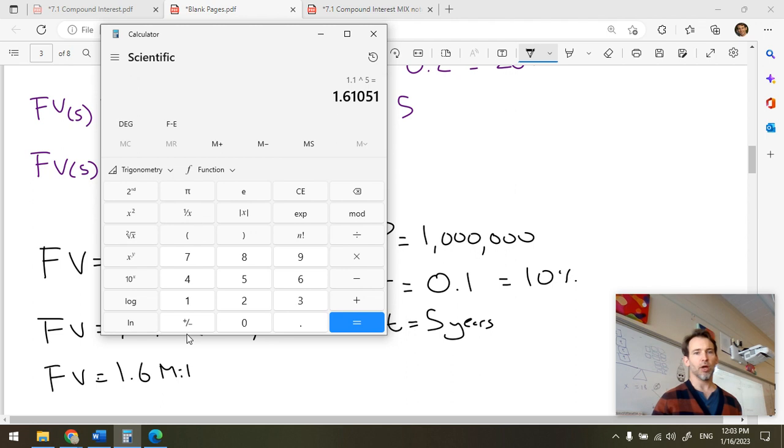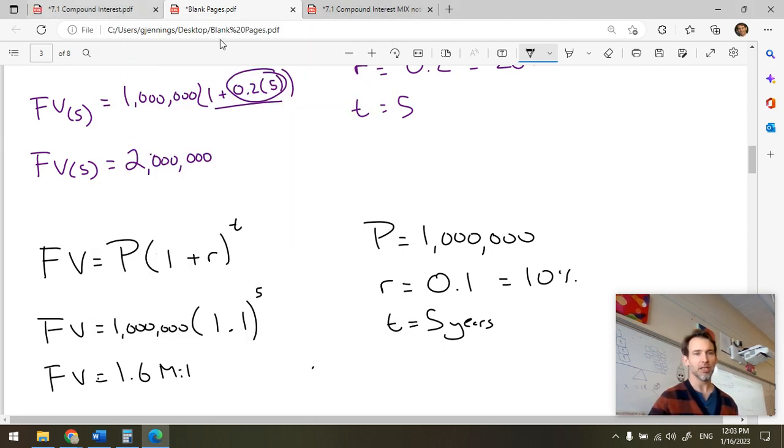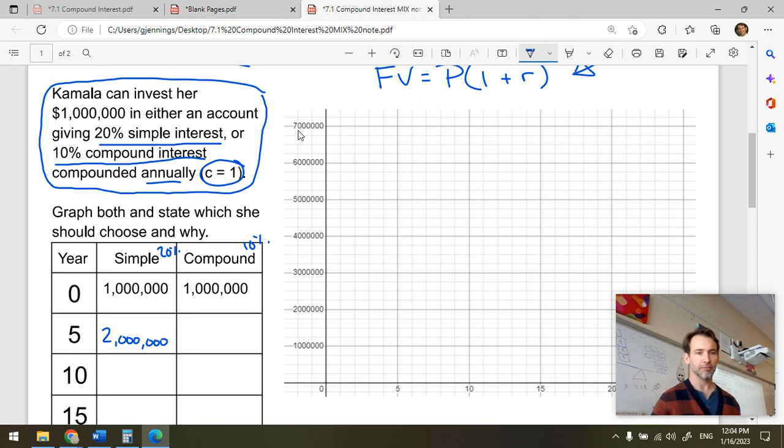But there was 1.61051, Mr. Jennings. Yeah, okay, who cares? We're making a graph. Get it close enough. So I think to the nearest 100,000 is enough detail. So that's why I put 1.6 million. Okay, and then I put those in my table. And then I'm going to calculate for 10 years, 15 years, 20 years, 25 years. Keep going.